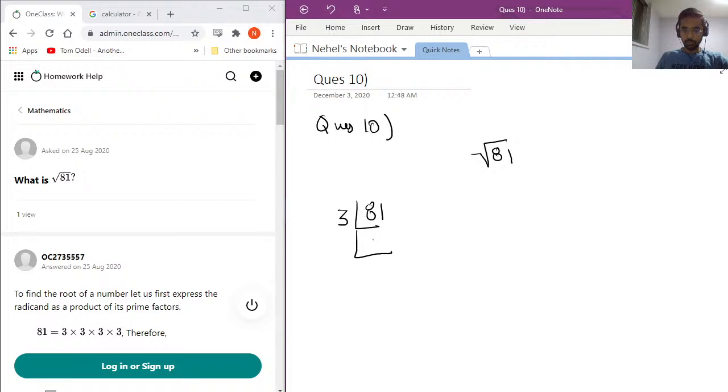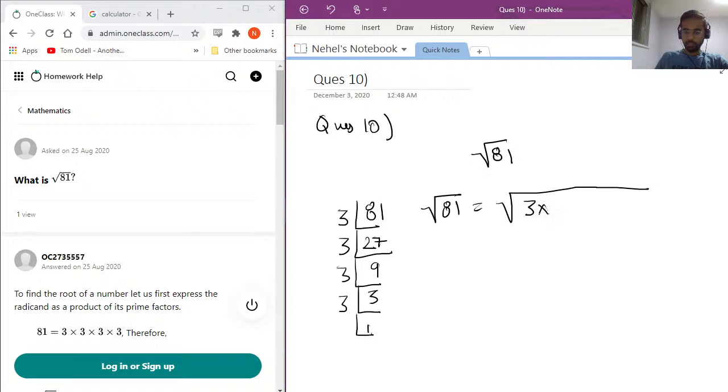So 3 times 27 is 81, and then 3 again gives us 9, and then 3 gives us 3, and then 3 gives us 1. Therefore, the prime factors of 81, or under root 81, is nothing but under root of 3 times 3 times 3 times 3. From here we can say this is equal to 3 squared times 3 squared.